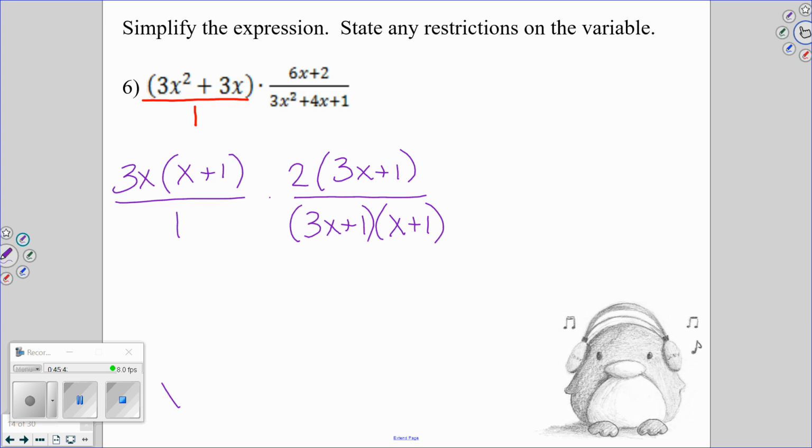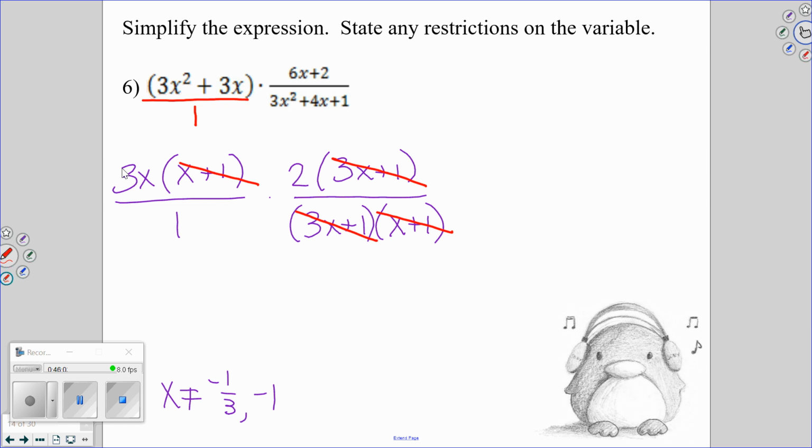Step 2 is your restrictions. X is not allowed to be, does this give me anything? No. Negative 1/3 and negative 1. And then I can cancel top and bottom. So x plus 1, 3x plus 1.